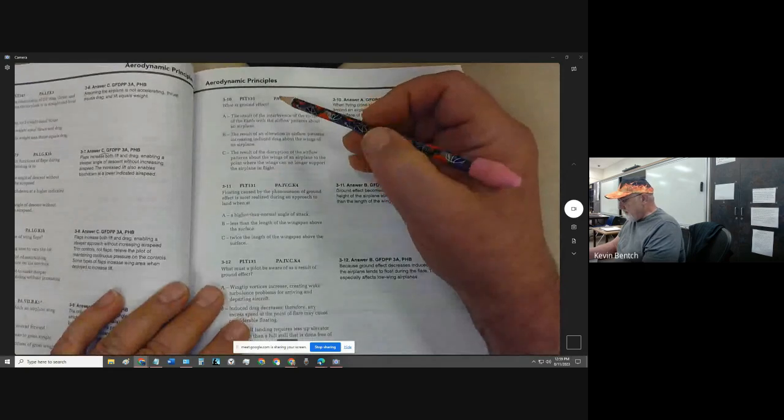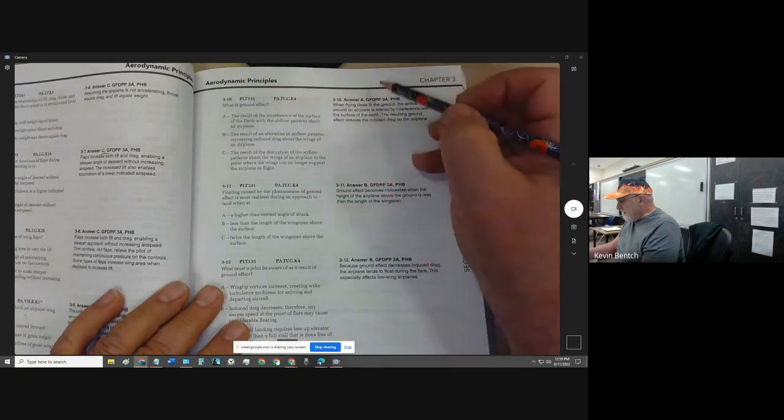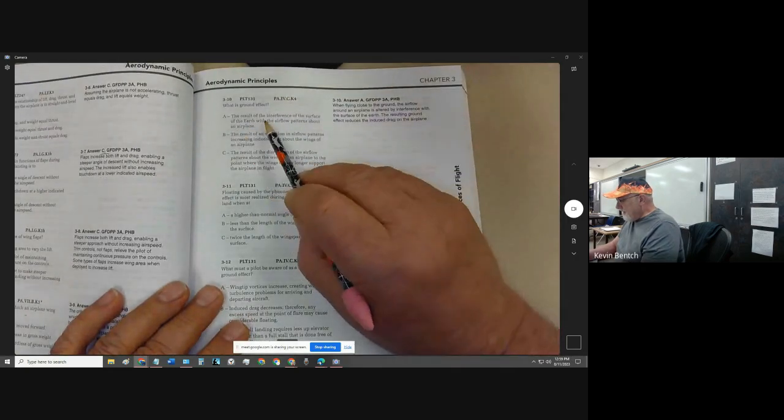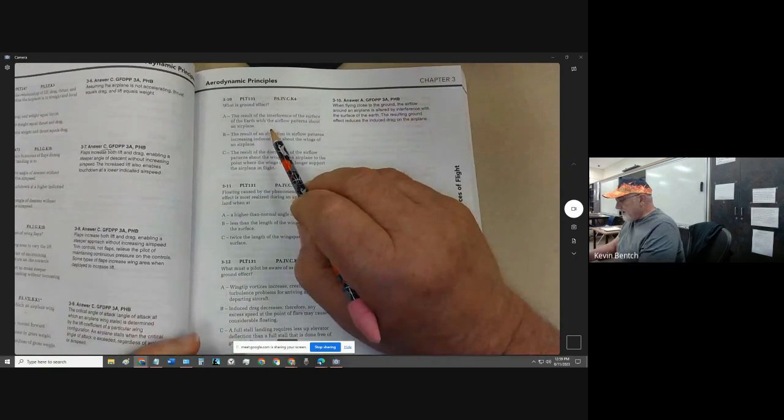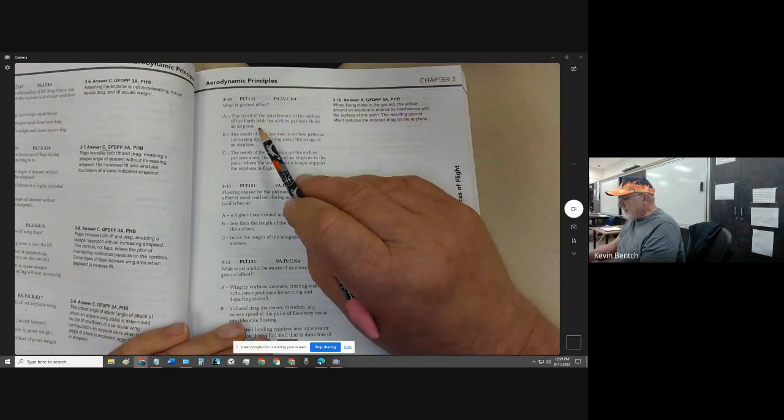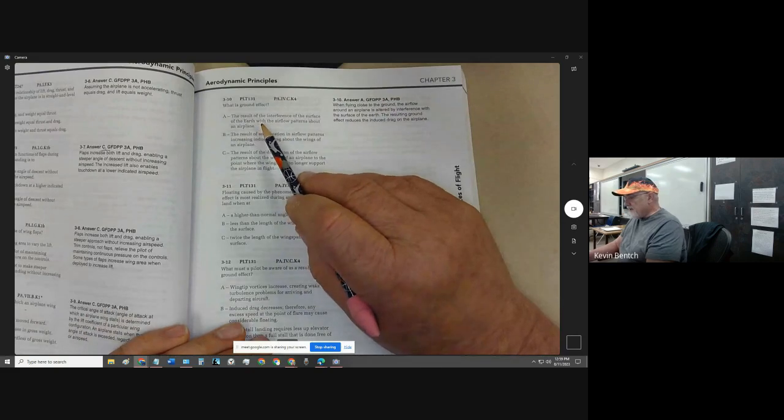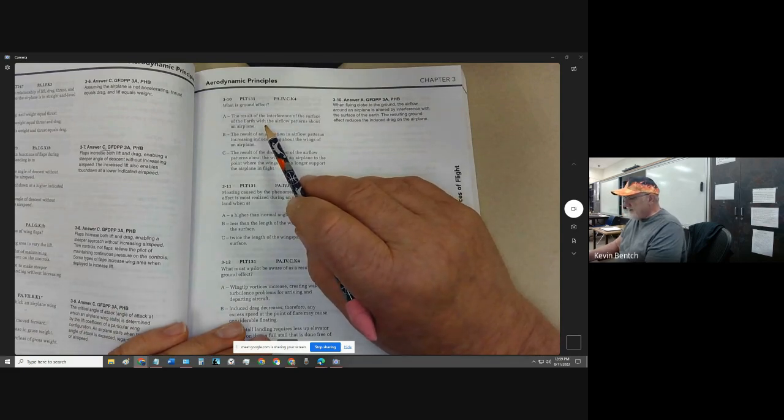And number 10, what is ground effect? A, it's a result of the interference of the surface of the earth with the airflow patterns around the airplane. And that's what it is. The surface of the earth makes the airflow patterns a little different, and it makes the wing float. There's a lot of physics and stuff that go through that.